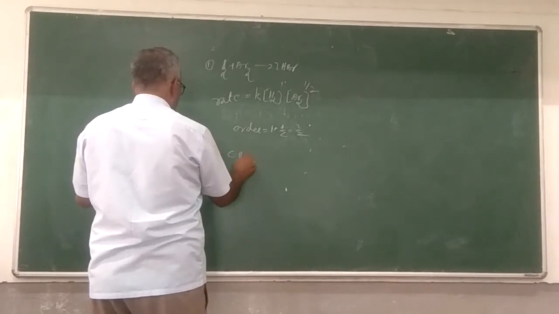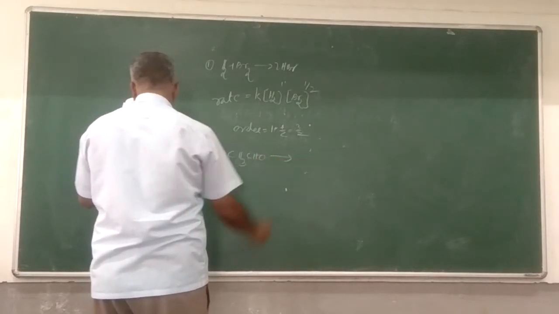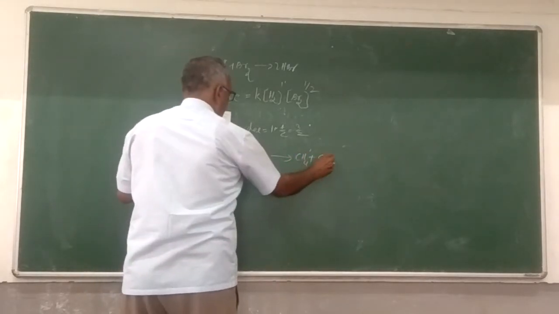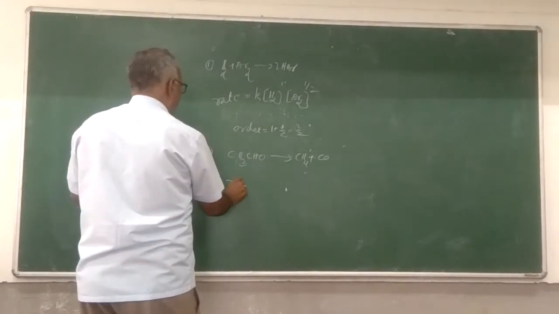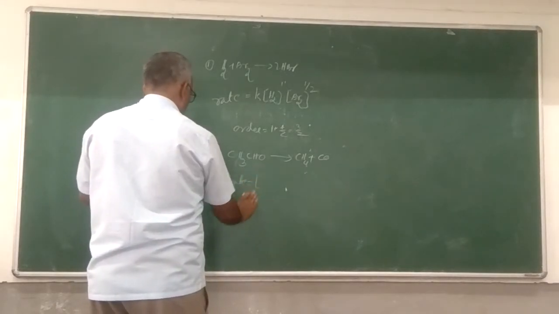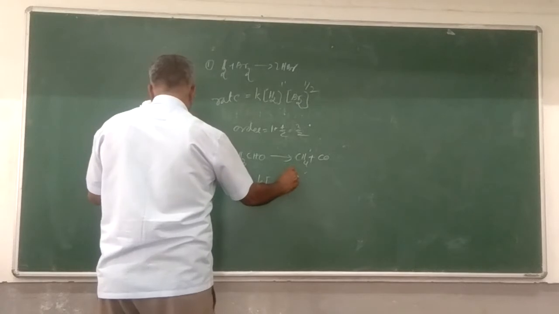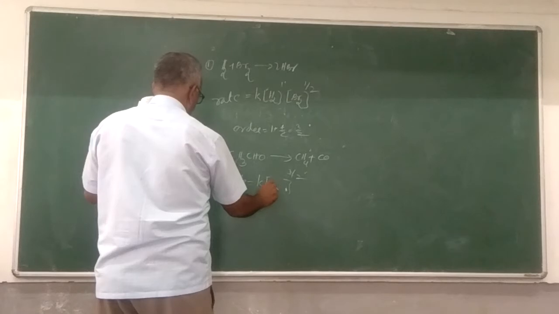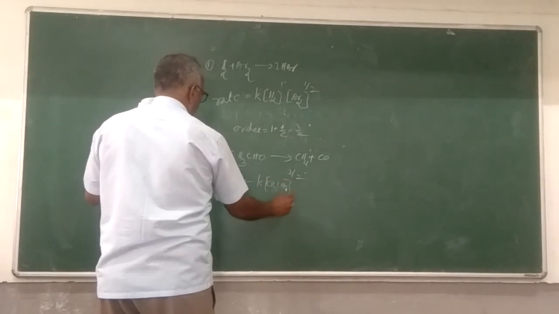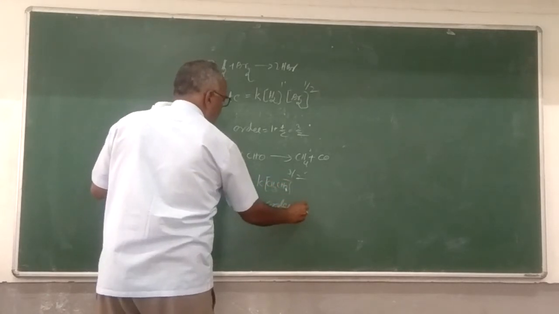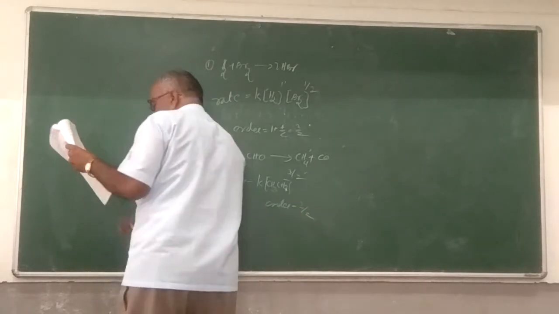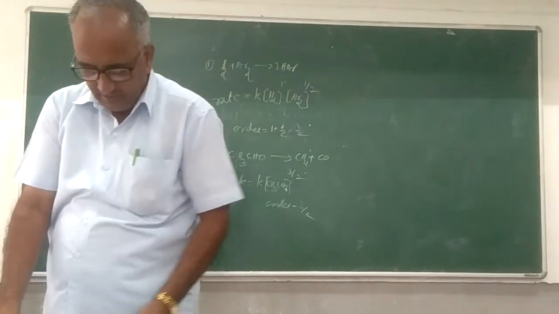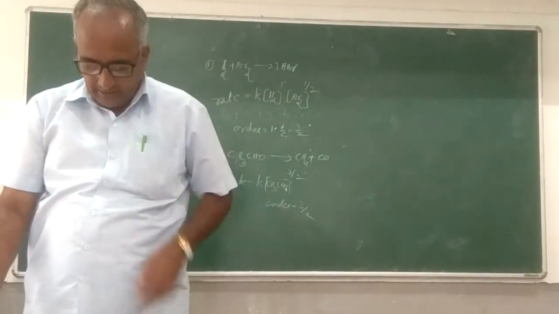If you consider the second example, that is decomposition of formaldehyde into methane and carbon monoxide, in which the rate is equal to K into the 3 by 2th power of the molar concentration of formaldehyde, hence the order is equal to 3 by 2. So called as the fractional order reaction. Now this is about the order of reaction.